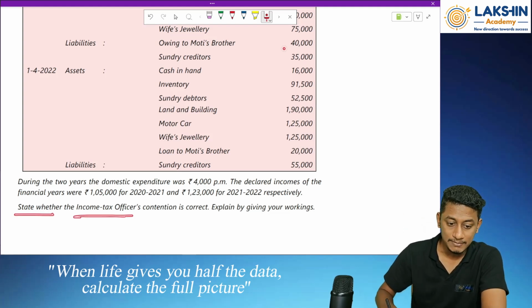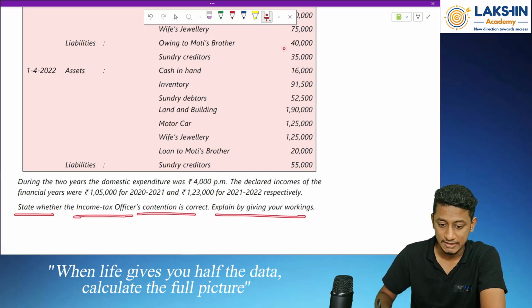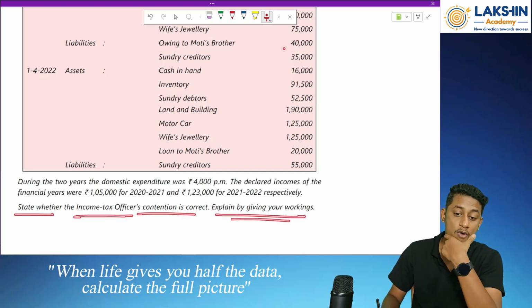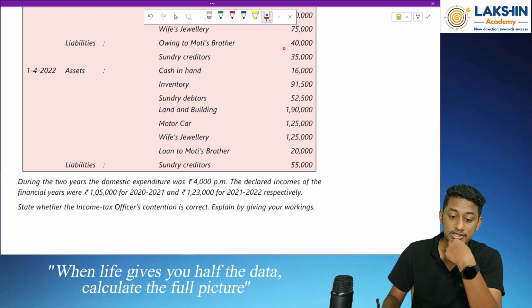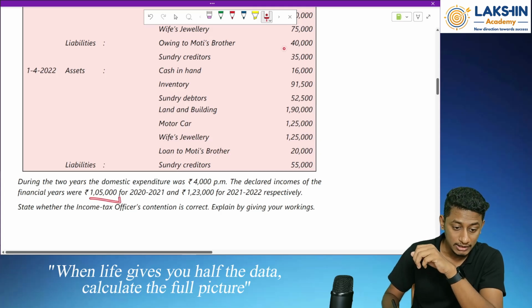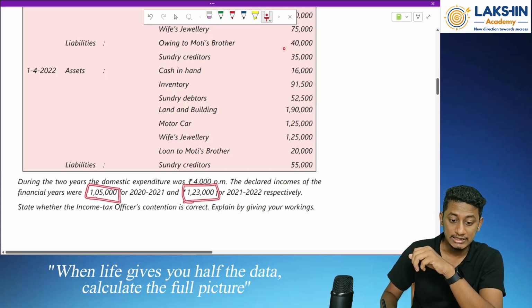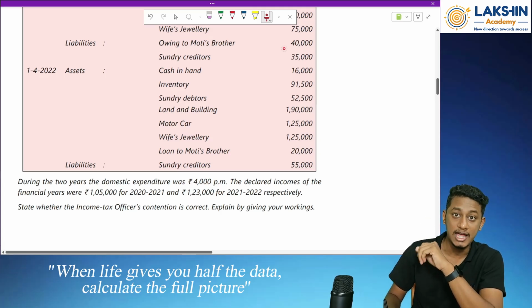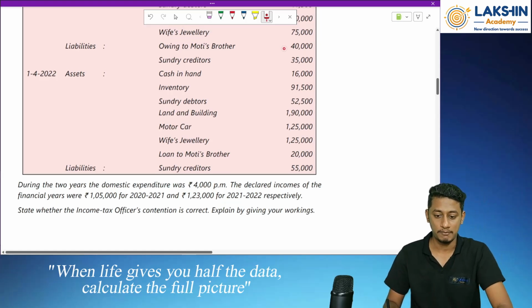State whether the income tax officer's contention is correct. Explain by giving your workings. So now what we need to do is figure out whether the contention of the income tax officer is true or false. Right? What is the contention of the income tax officer? That whatever income is declared by this person is less than the actual income. So now let's figure out how to find out.